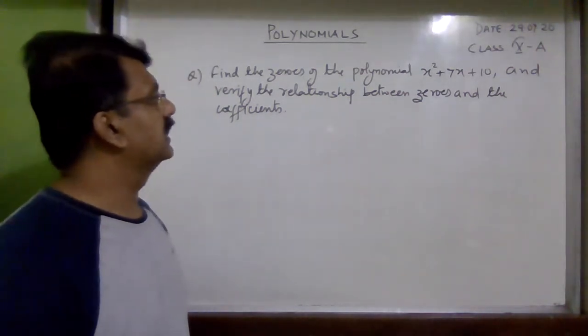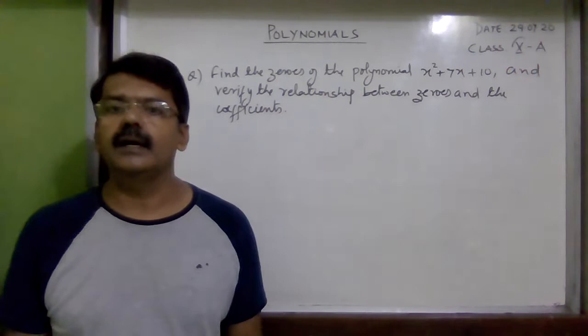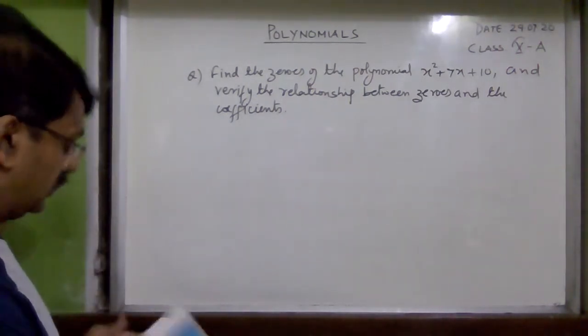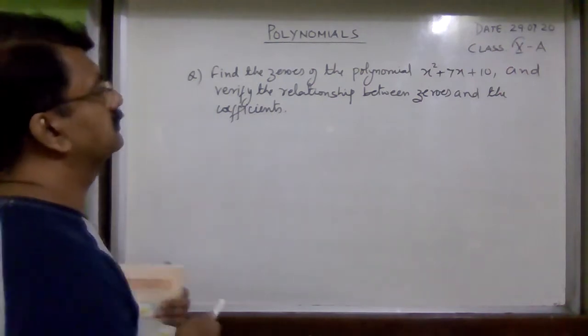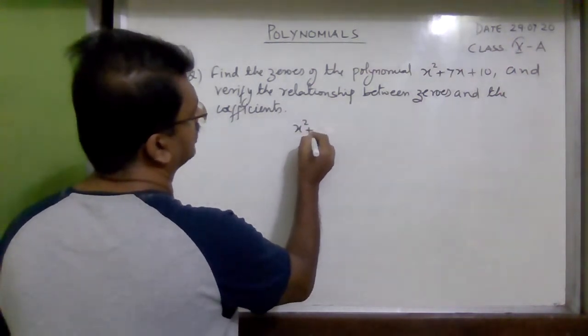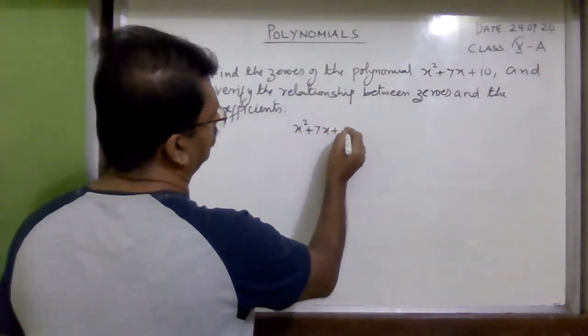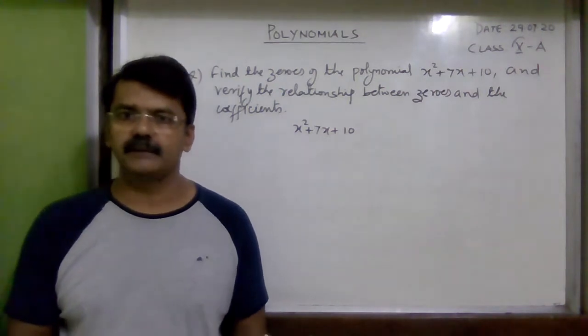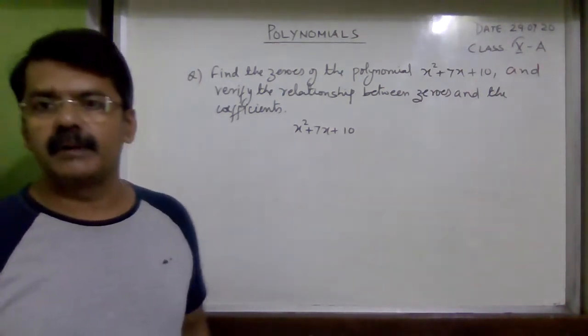Between the zeros and the coefficients. So first of all, x square plus 7x plus 10, we are going to factorize this expression by splitting the middle term.